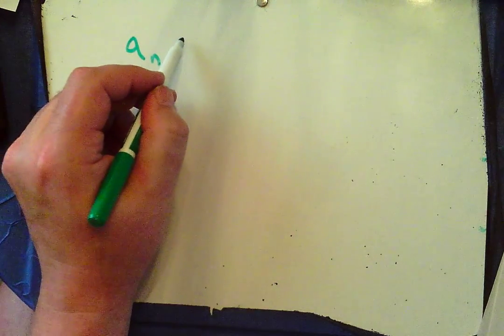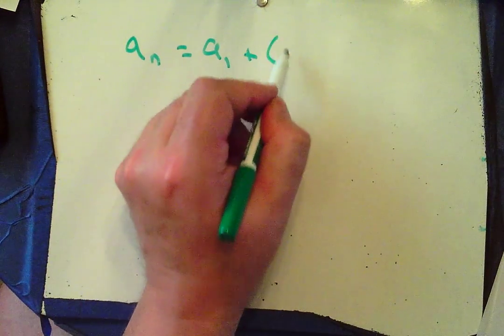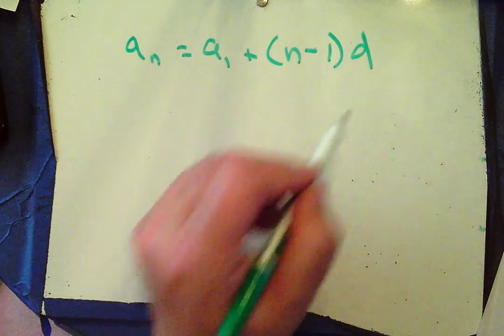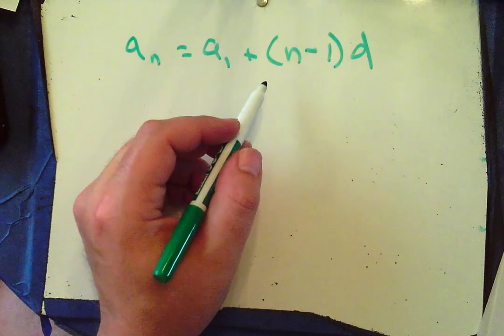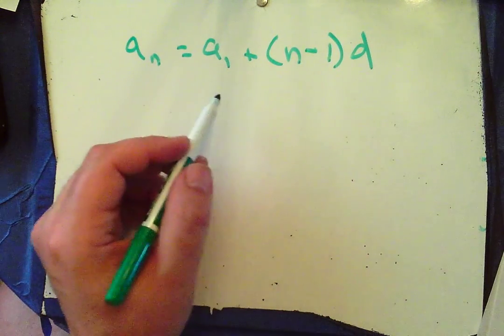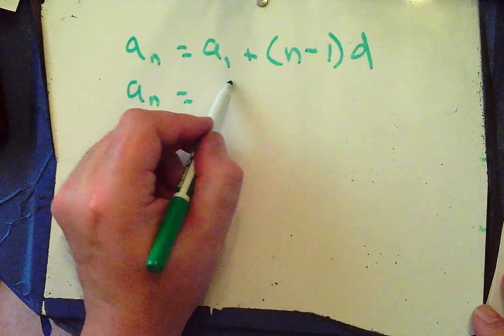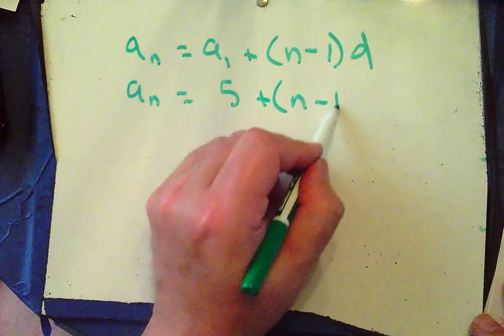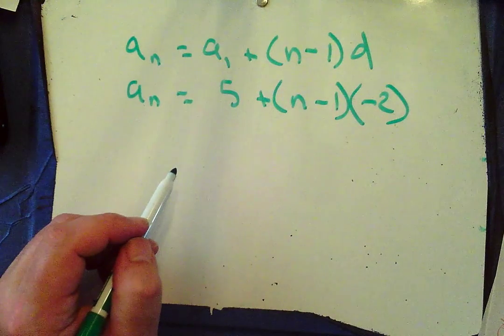Now, in addition to our rule, which kind of looks like y equals mx plus b, there's a general rule for a sub n, which is a sub 1 plus n minus 1 times d. So we'll be writing rules using this model, but we'll also be seeing some rules in this model. So a sub n equals 5 plus n minus 1 times negative 2. And they want the first 5 terms.